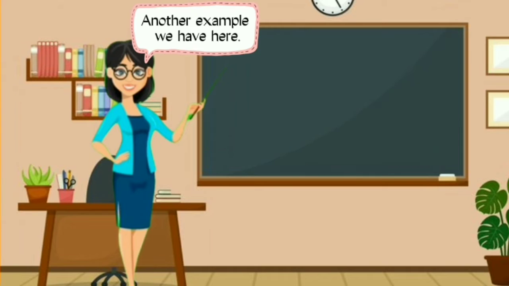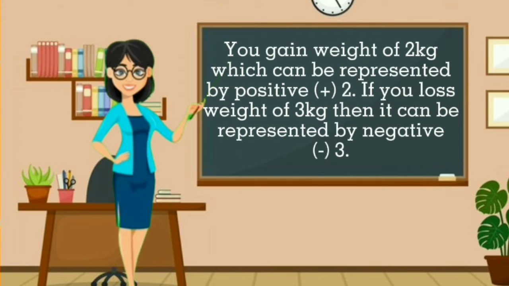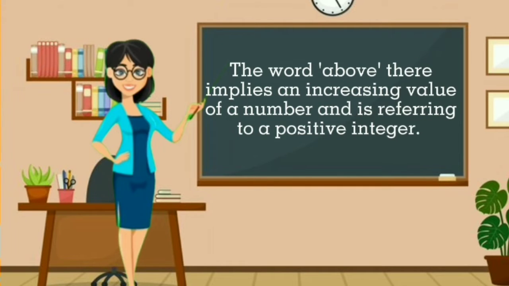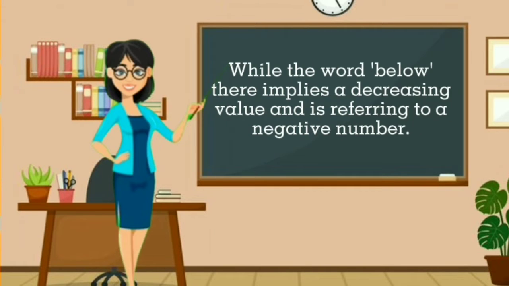Another example is when you gain weight of 2 kilograms, which can be represented by positive 2. If you lose weight of 3 kilograms, then it can be represented by negative 3. The word above implies an increasing value of a number and refers to a positive integer, while the word below implies a decreasing value and refers to a negative number.